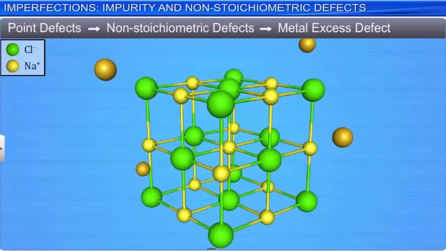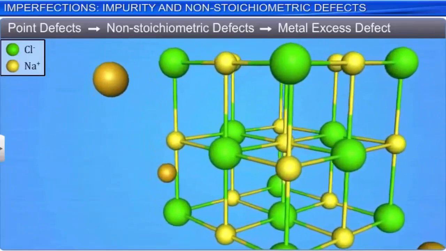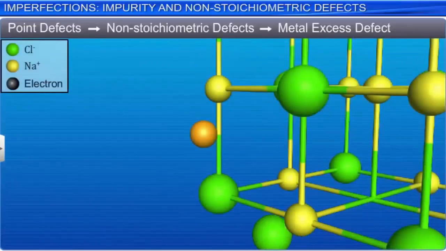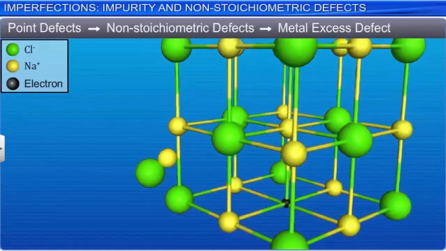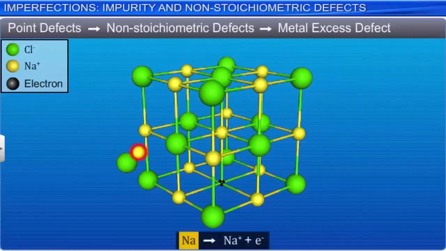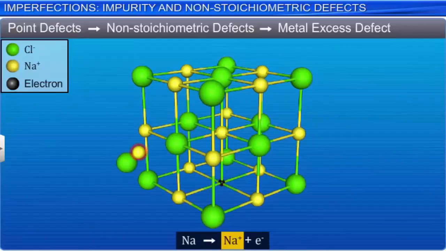The Cl- ions present in the sodium chloride crystals diffuse to the surface of the crystal and combine with the sodium atoms present there to give sodium chloride. This happens because sodium atoms lose electrons to form sodium ions. The electrons so released diffuse into the crystal and occupy the anionic sites created by the diffusion of the chloride ions. As a result, the crystal now has an excess of sodium ions.